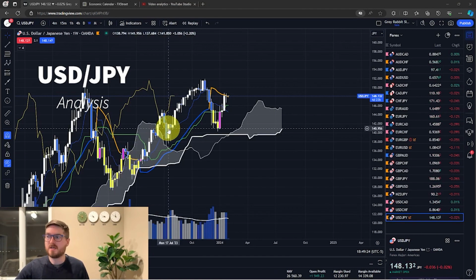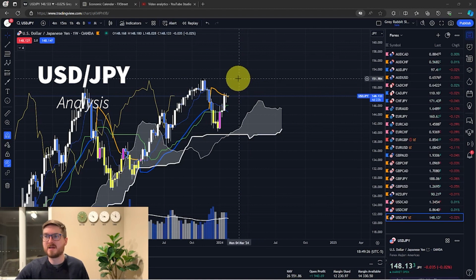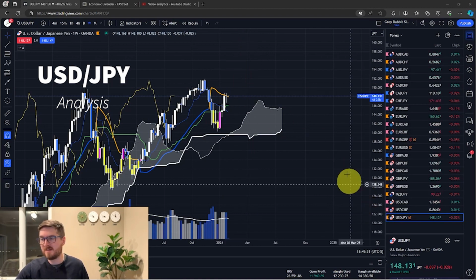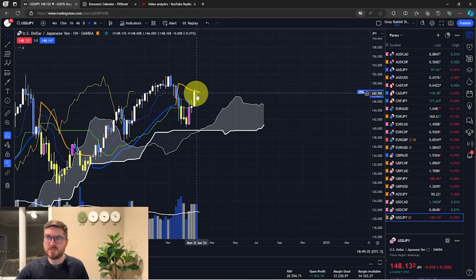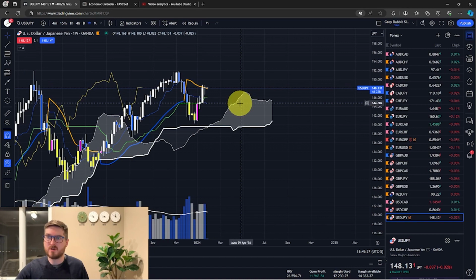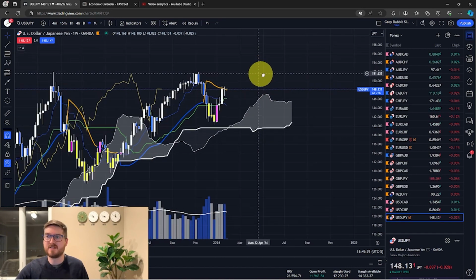Okay guys, USD, Japanese yen, last but not least. On the weekly chart, not much to say about this one. I have it marked as a ranging pair. Last week we had a really strong doji here, and now we're forming an inside bar, so I do expect price to return to the downside.